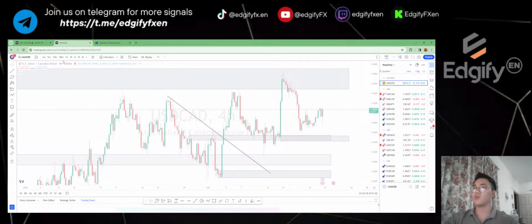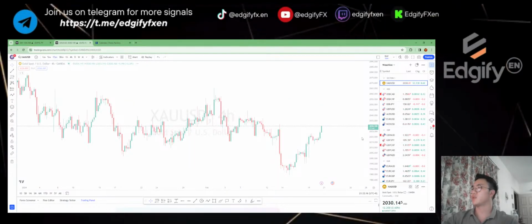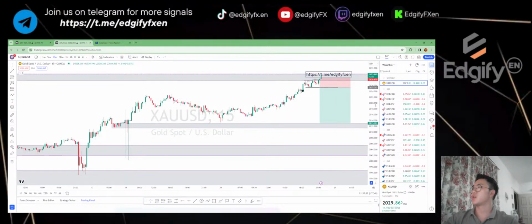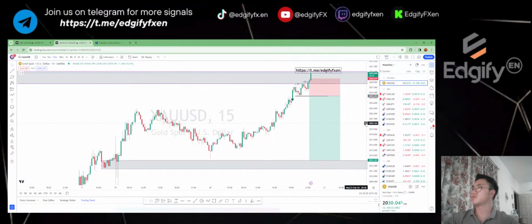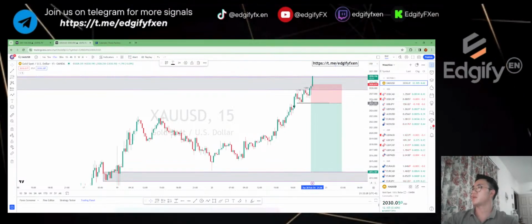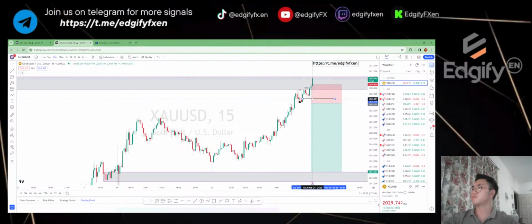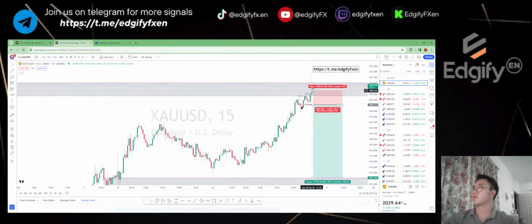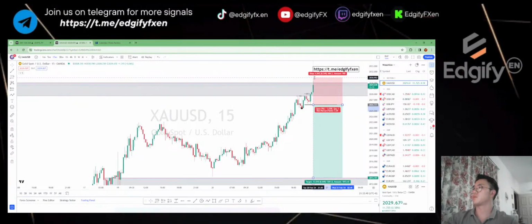As for gold, I'll be waiting to see how the price is going to play out before I hop in, because right now the price has gone way higher than what I'm expecting. But if this is going to happen, then my low is going to be here. This is the low that I want to see being taken out, and probably the stop loss around here.